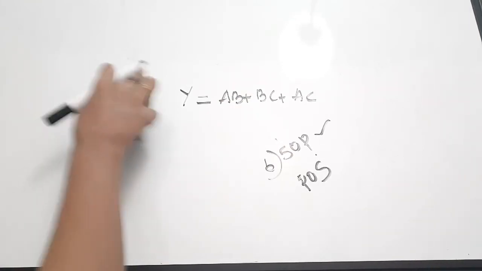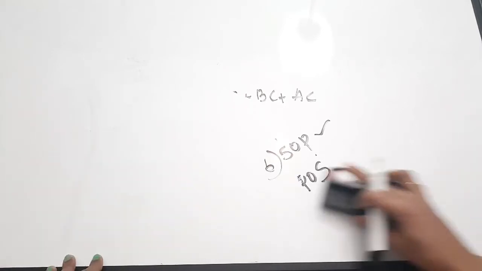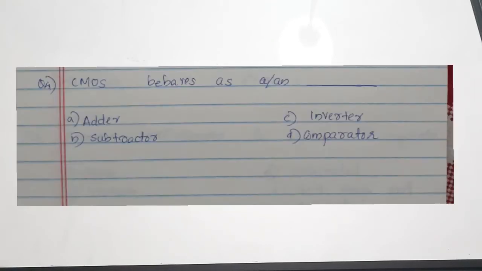Fourth question. Fourth question is from CMOS. CMOS behaves as a dash. A adder, B subtractor, C inverter, D comparator. Very simple question if you know the basic structure of CMOS.